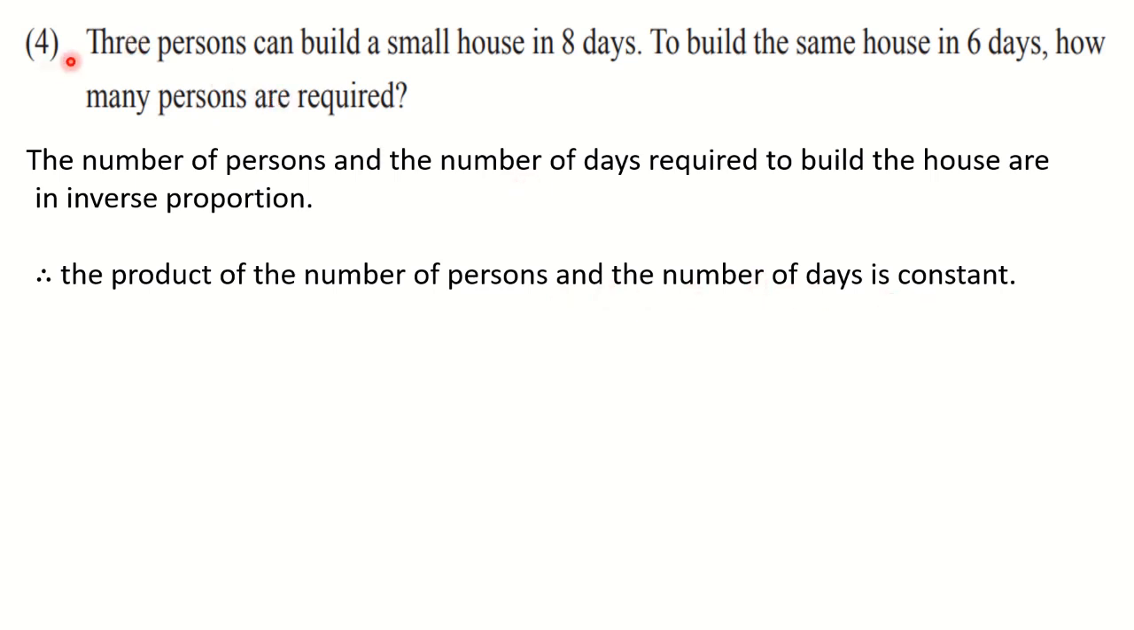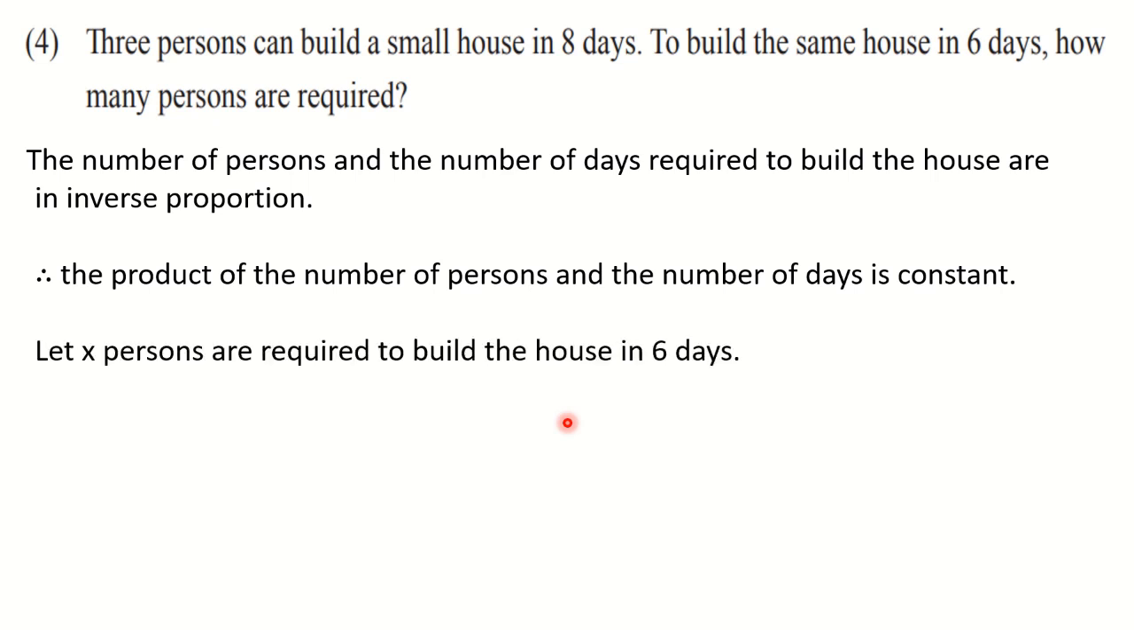So here see 3 persons and 8 days. So product is what? 3 into 8. And here 6 days are given and number of persons are not given. So let us take that unknown as X. Suppose the X persons build the house in 6 days. So you need to take that unknown. Let X persons be required to build the house in 6 days. Okay, so from this now we can write down the two products which are equal. That is 3 into 8 is same as X into 6. Right?